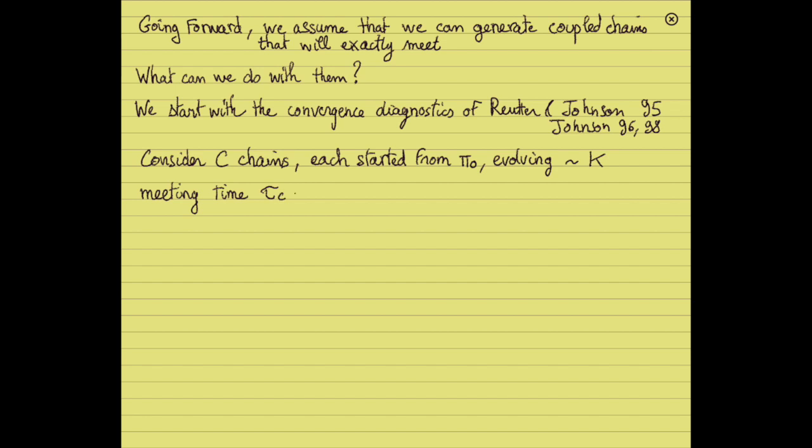And we'll assume a meeting time for the entire set of C chains. So the meeting time denoted by tau C. After tau C, all the chains are identical to one another. So x_i^t is equal to x_j^t at all times after the meeting time, for all chains i, j. So there will be a big assumption of this method. We'll go back to it later. It's a big limitation of this method.